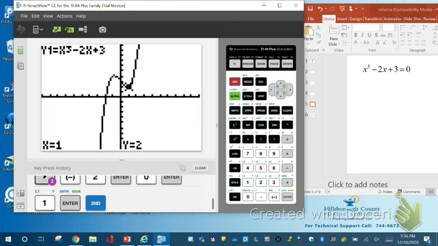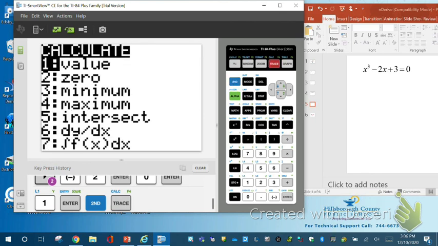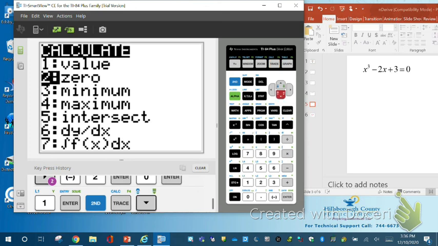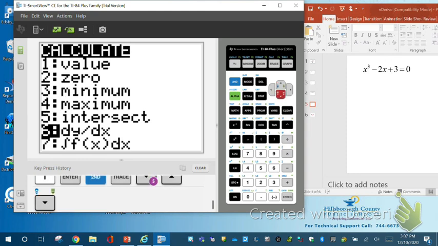So second calc above trace. And these are all the things that we can calculate on our graph. We can calculate a value, though that does the same thing that trace did. We're looking for the 0 right now. We're going to do option 2. But option 3, it'll also calculate minimums and maximums, points of intersection for 2 graphs. This is the derivative. You can calculate the derivative on the graph. And this next one is what we're doing second semester, the integral.